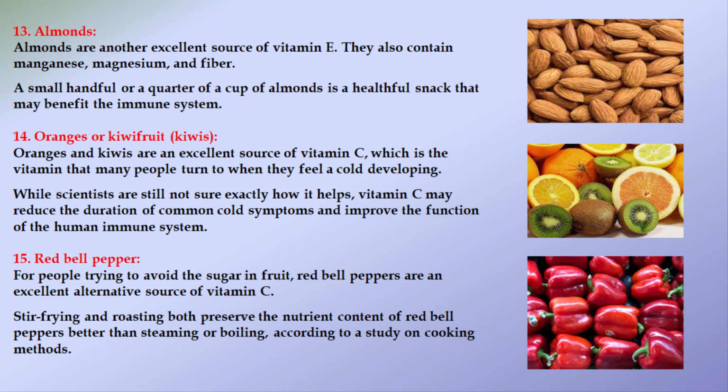15. Red bell pepper. For people trying to avoid the sugar in fruit, red bell peppers are an excellent alternative source of vitamin C. Stir-frying and roasting both preserve the nutrient content of red bell peppers better than steaming or boiling, according to a study on cooking methods.